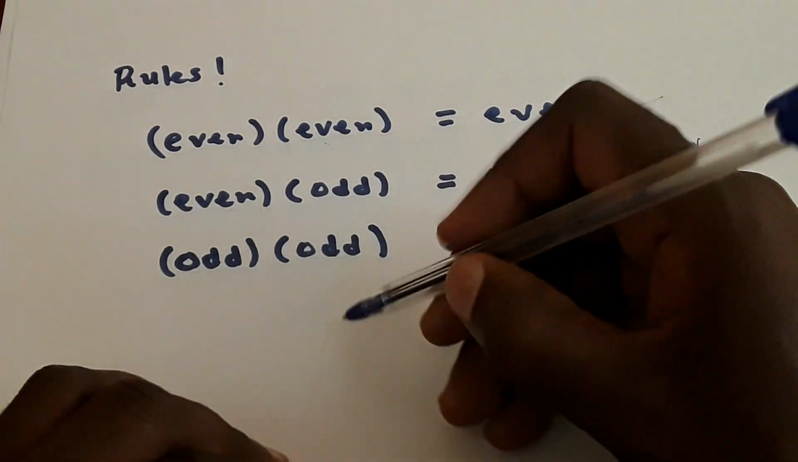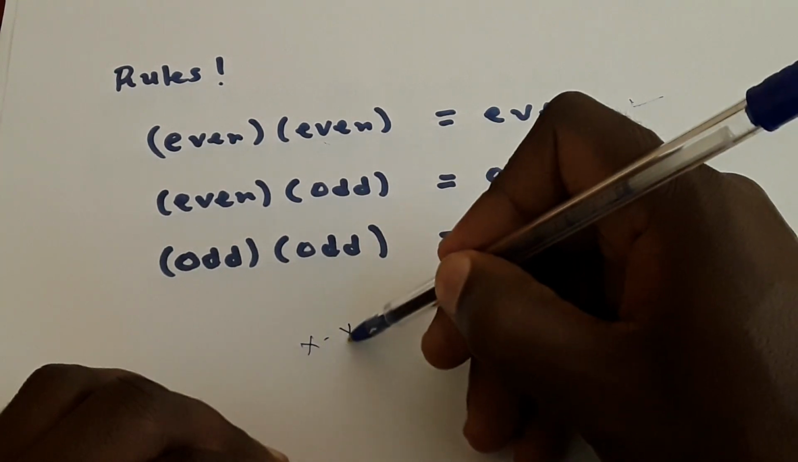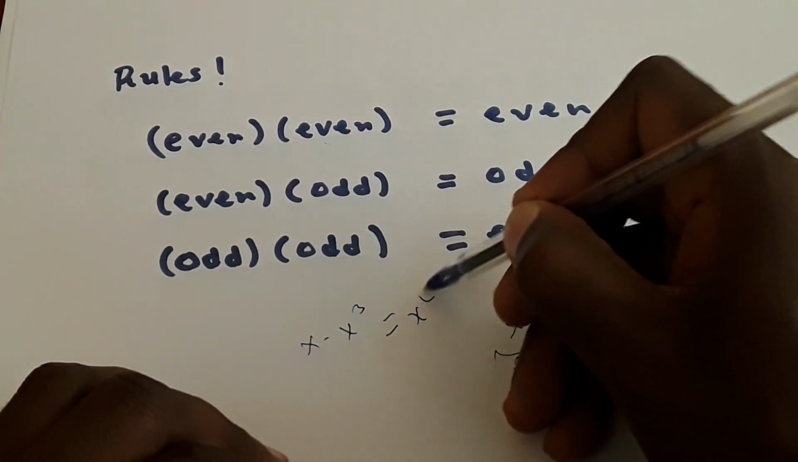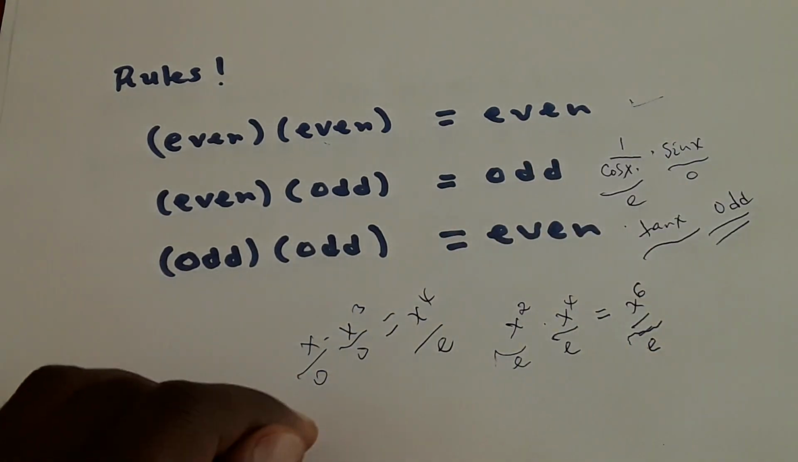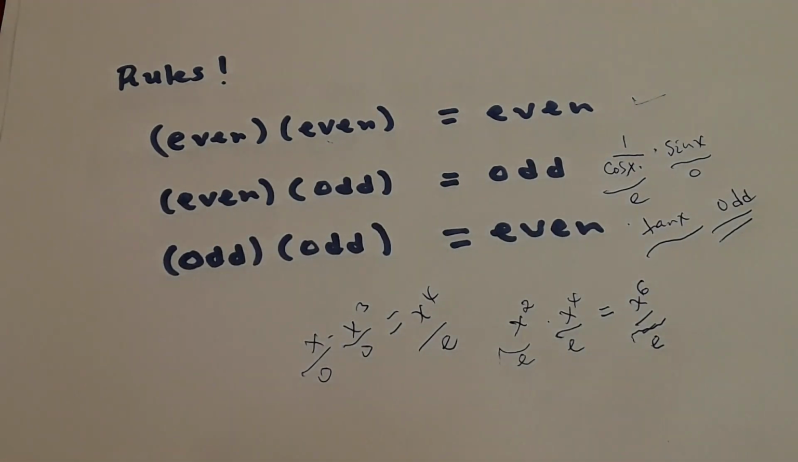Odd times odd, like x times x cubed, is x to the 4, which is even. So multiplication of two odd functions gives an even function. I think it's pretty easy to understand. That's for the sake of remembrance.